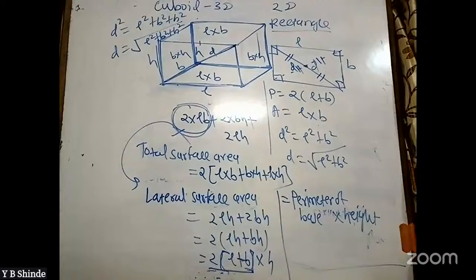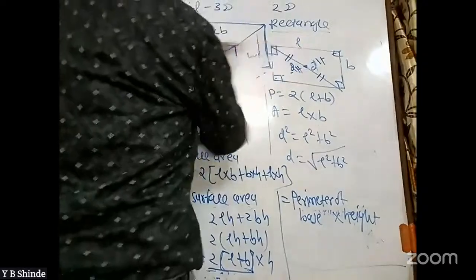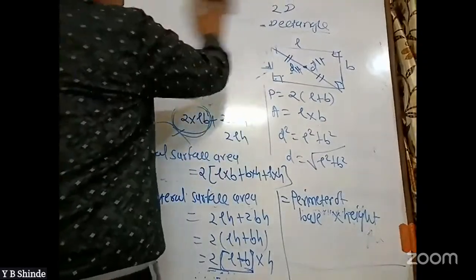Surface area of sphere, surface area of cube, surface area of cuboid. Now, let us move towards surface area of cylinder, right circular cylinder. Take the screenshot if possible for you, if you are attending it on mobile. Okay. Now, let us have a look at the right circular cylinder.